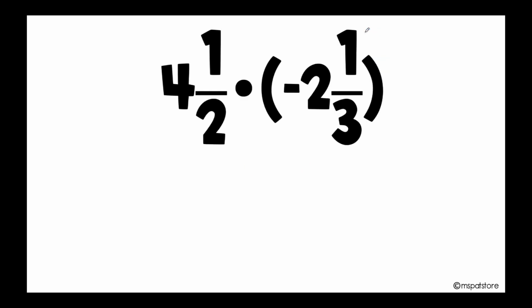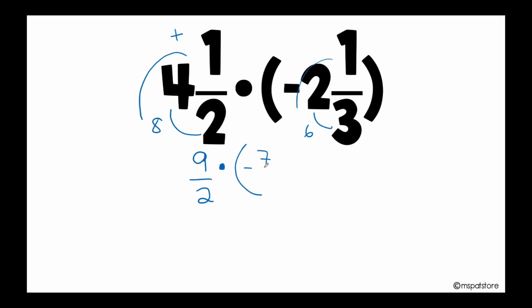Please pause the video and try to do this multiplication by yourself. Small hint, turn the mixed numbers into improper fractions first. Very good. So let's do 4 times 2, which is equal to 8. 8 plus 1, which is equal to 9. Denominator will stay the same. Times 3 times 2 is equal to 6. 6 plus 1 is equal to 7. So it will be negative 7.